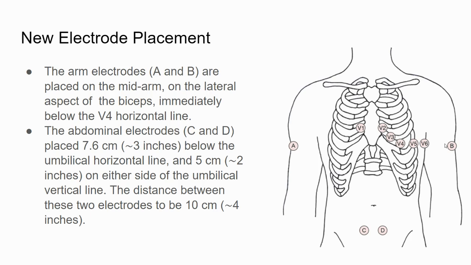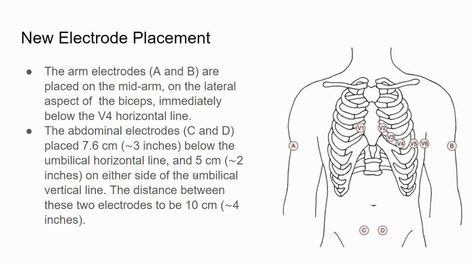Okay, and then the electrodes C and D, or your right leg, left leg, become the abdominal electrodes. They're placed about 3 inches below the umbilical horizontal line, so about 3 inches below the umbilicus, on either side of the umbilical line. So let's say this is the midline, directly to the right or left. It'd almost be in line with your V1 to V2, but again, 3 inches down from the umbilicus to the right and to the left. The distance between the two should be around 4 inches.